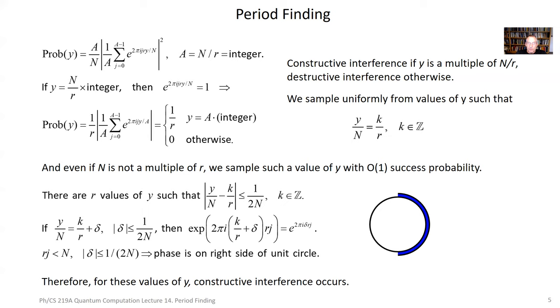So what's going on is we're using constructive interference to our advantage. There are certain values of y which are going to be useful to us. Those are the ones such that y over n is close to an integer over r. And indeed, when y over n has that value, constructive interference makes that probability occur with some appreciable value. But all the phases destructively interfere when y doesn't satisfy that condition or when it's far from satisfying that condition. And so those values of y are going to occur only with a relatively small probability.